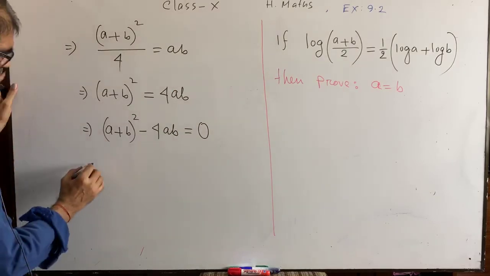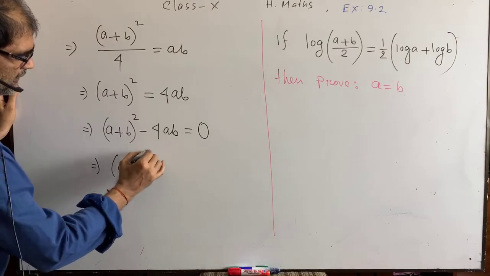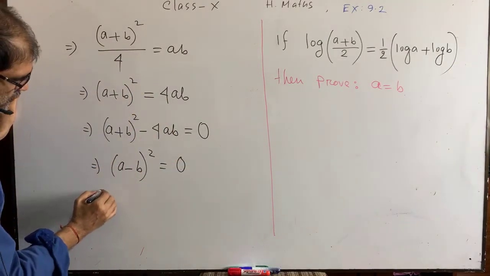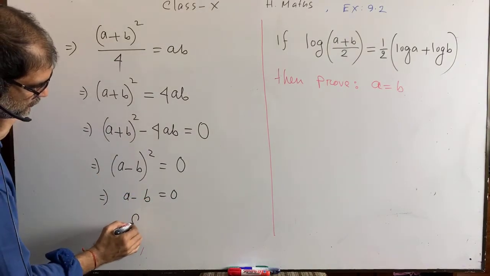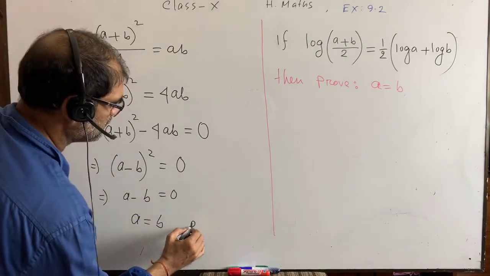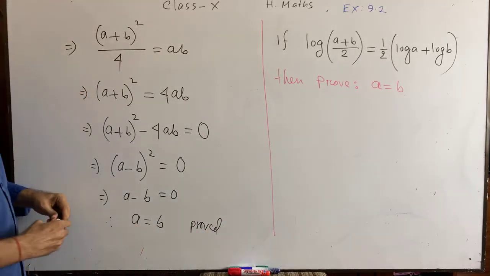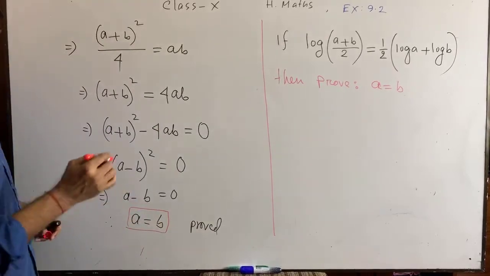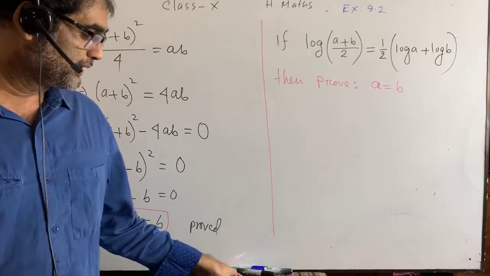And it is the formula of what? a minus b whole square equals 0. From here we can write down a minus b equals 0. That means we are getting a equals b, and it is proved. Therefore, you see, I wrote here that we have to prove a equals b. Please try to understand. If you don't get it, please let me know.